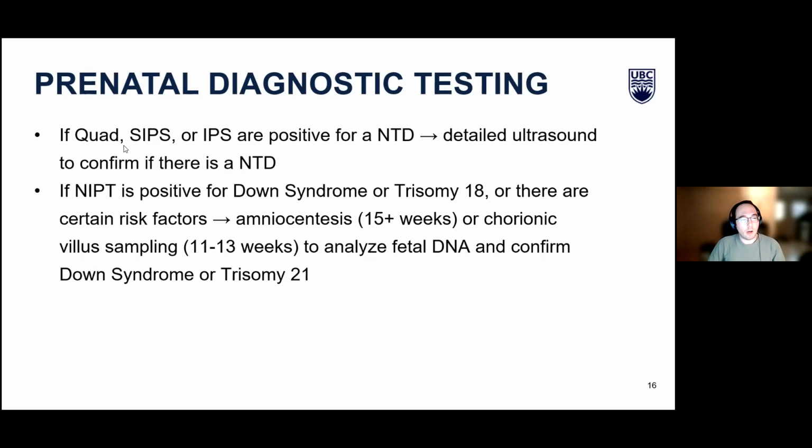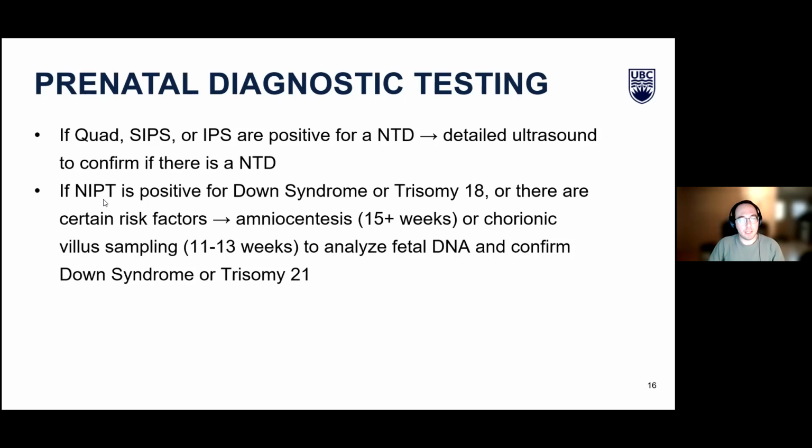So if the QUAD, the SIPS, or the IPS came back as positive for a neural tube defect, the diagnostic test that is performed is a detailed ultrasound to confirm whether or not there is a neural tube defect. And again, this detailed ultrasound is not only going to pick up a neural tube defect if it is there, it could pick up other defects as well. But again, this is the main one we're screening for and trying to diagnose at this point.